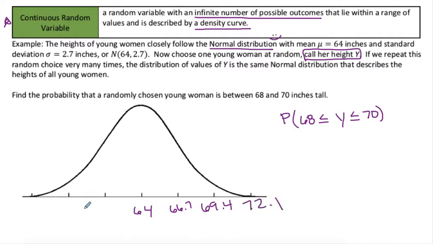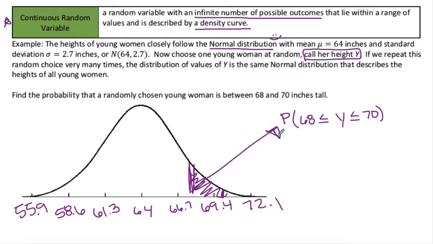And going down the other side, we can subtract 2.7 to get 61.3, subtract again to get 58.6, and one more time to get our bottom, 55.9. And so we're interested in 68 to 70. So 68 would be somewhere around here, and 70 would be somewhere over here. So we're looking for this probability.